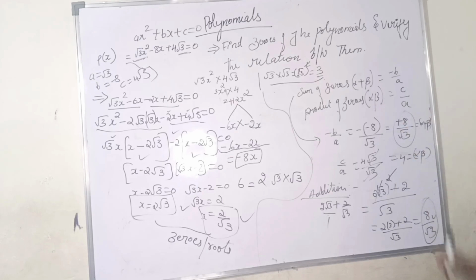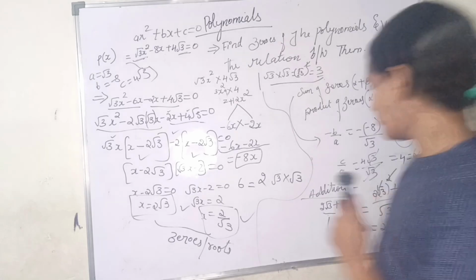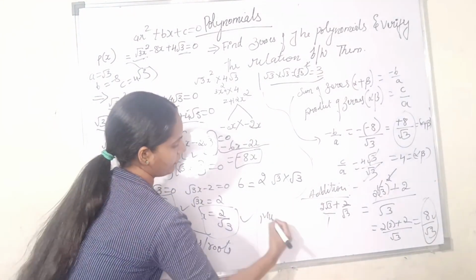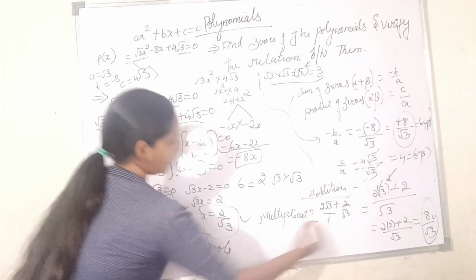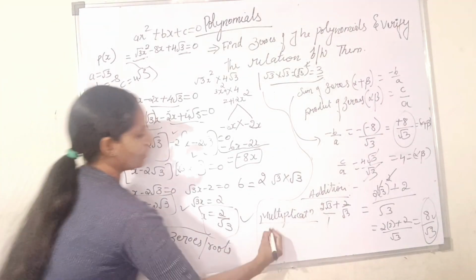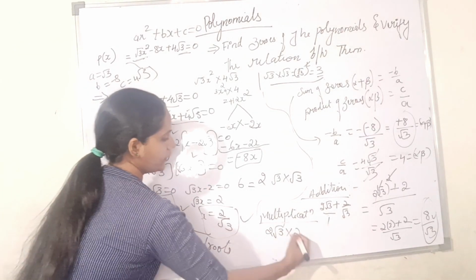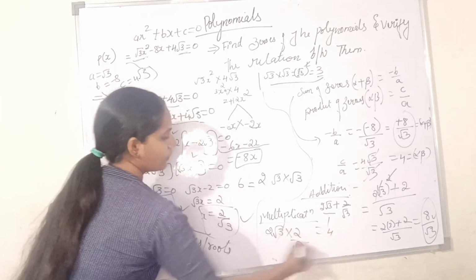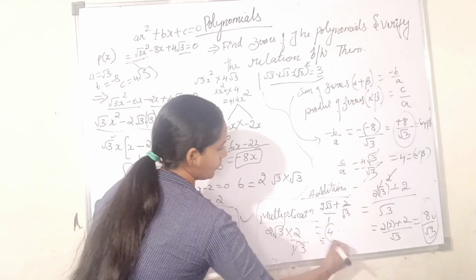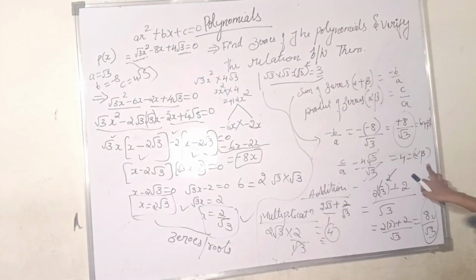See here. And the multiplication part, we will see. Multiplication. What are the values we got? 2 into root 3 into 2 by root 3. 2 2s are 4. Root 3 cancels. See, look at the value 4. Here the alpha into beta value is also 4. So here it is verified.